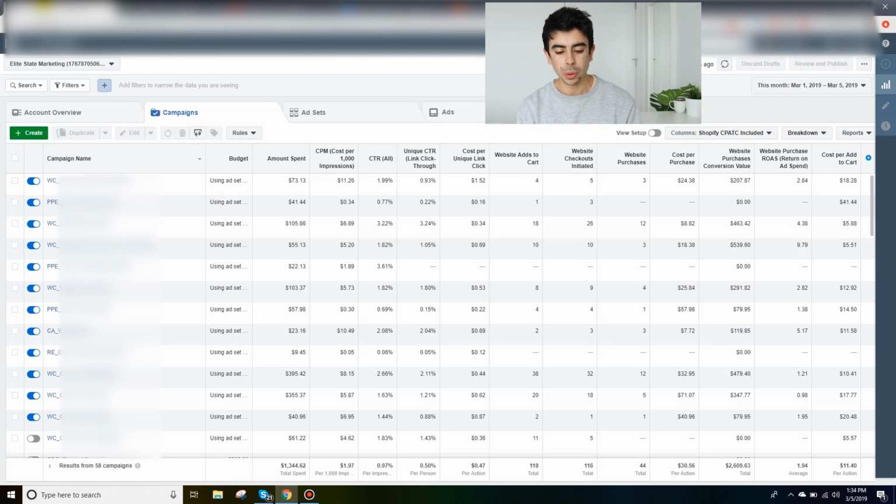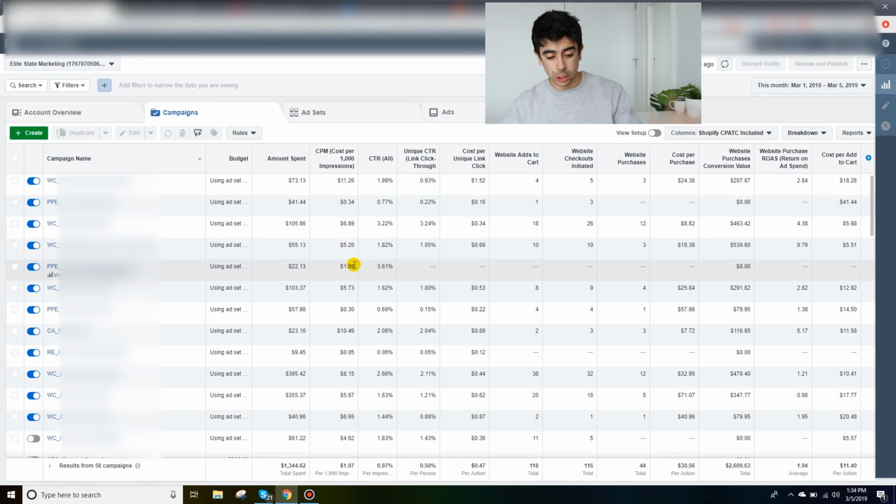And here's one thing that I will say, guys. One of my favorite scaling strategies is, of course, just scaling horizontally, which means only creating new assets and not scaling any existing assets.